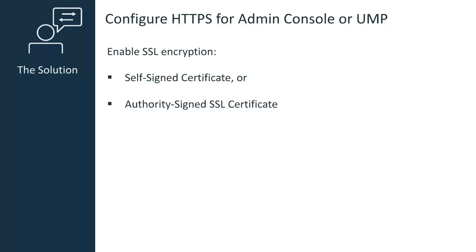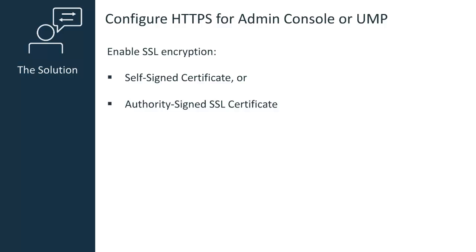In general, industry standard security requirements mandate the use of SSL encryption for client-server communications on an untrusted network. You can enable SSL encryption in CA UIM through WASP. There are a couple of methods you can use to configure SSL encryption for Admin Console and UMP. You can configure WASP to use a self-signed certificate or an authority-signed SSL certificate.